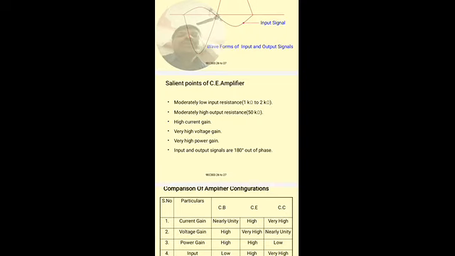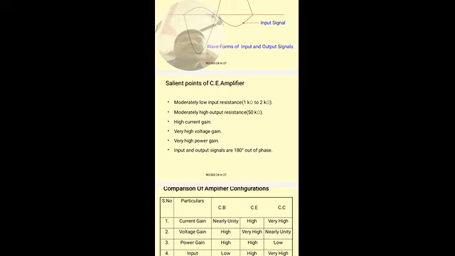Coming to the important points, salient features of the CE amplifier. It is going to have a moderately low input resistance. Because the input junction is forward biased, it is going to have a low input resistance of the order of 1 to 2 kilo ohms. The CE amplifier has a moderate input resistance because its input circuit is forward biased, so the input resistance is a moderate value, that is 1 to 2 kilo ohms.